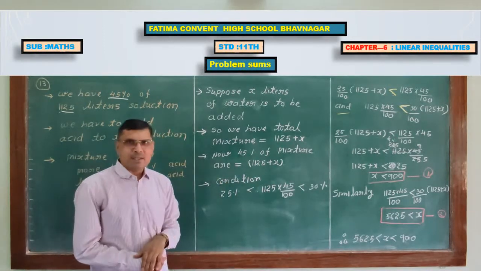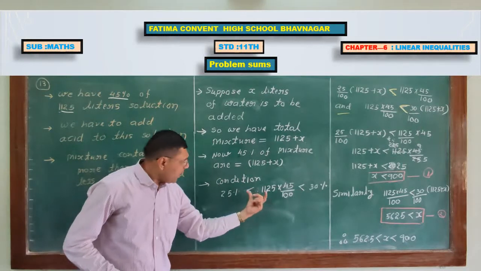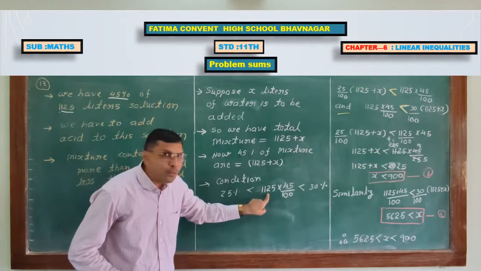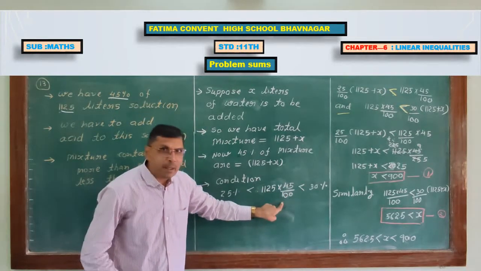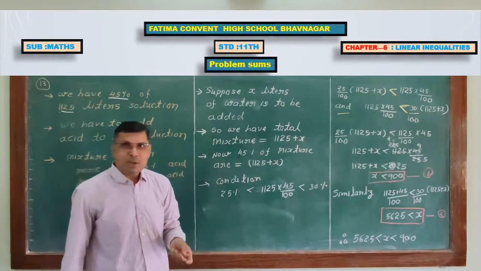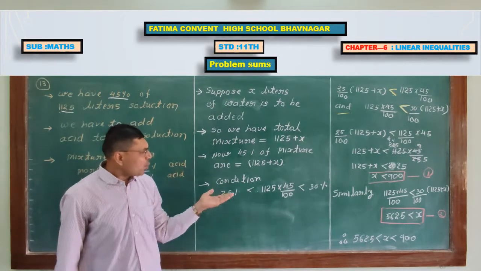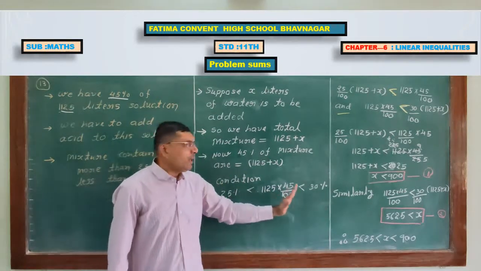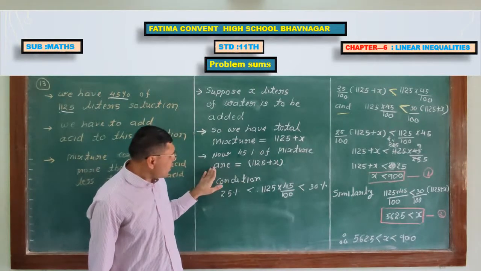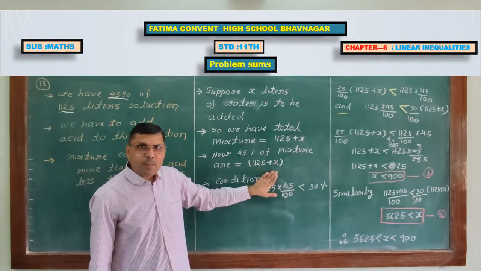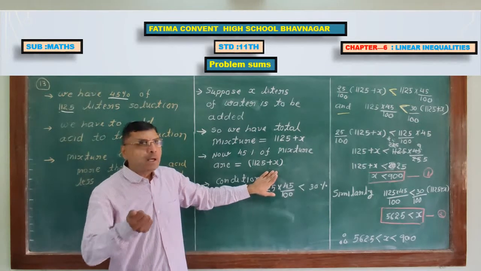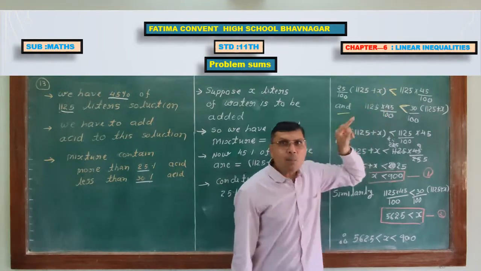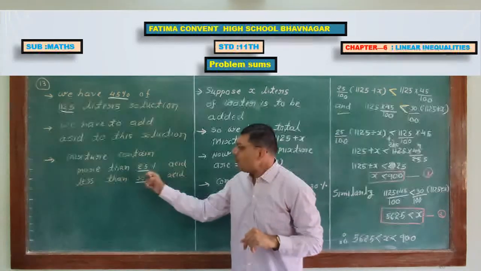Now the condition is this: when we are taking 45% of the mixture, that is 1125 into 45 upon 100, as I explained in the previous question also, percentage means 45 upon 100. It should be between 25 and 30. Between 25 and 30. Alright? Now this is the total, 1125 plus X, that X you are adding. But how do you have to add? 1125 plus X. How much are you adding? So you are adding 25%.